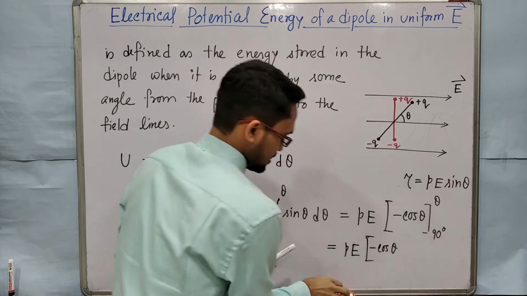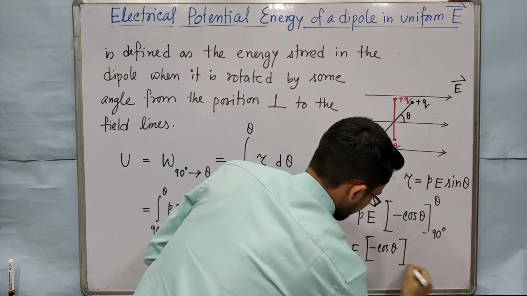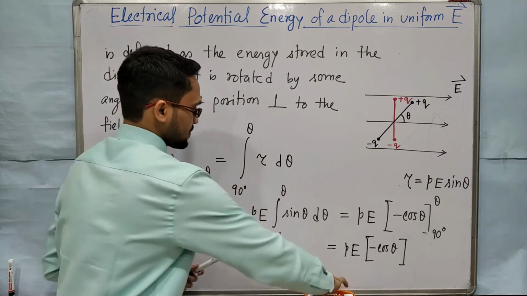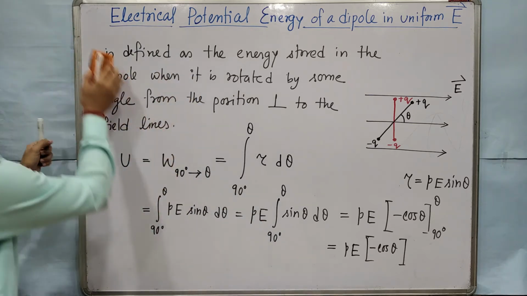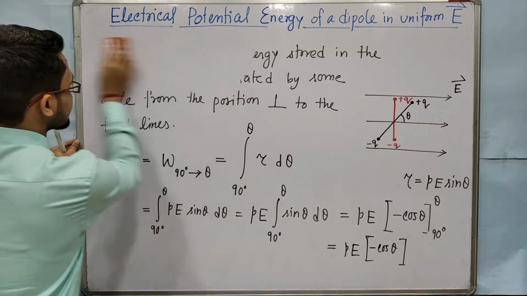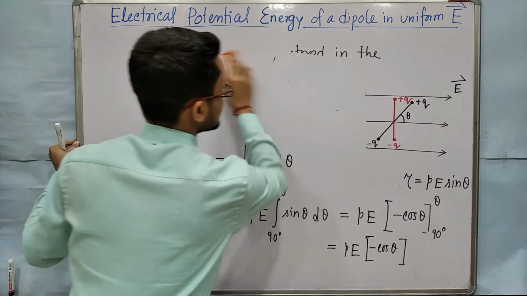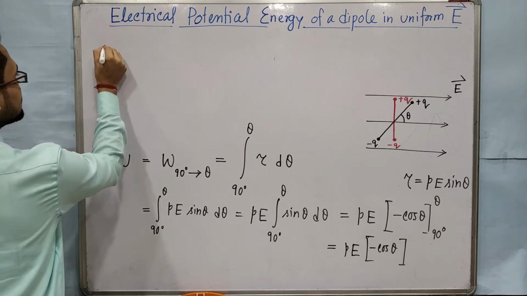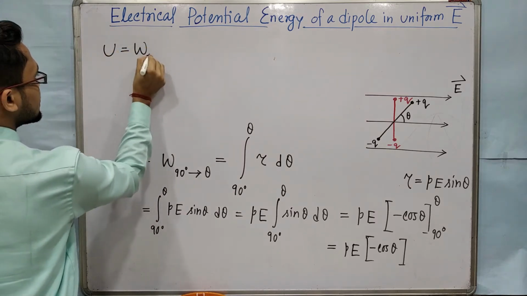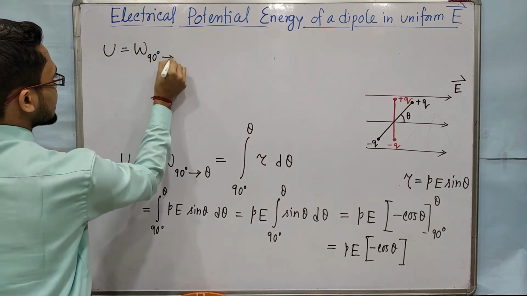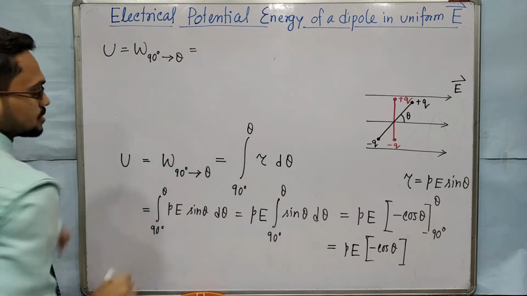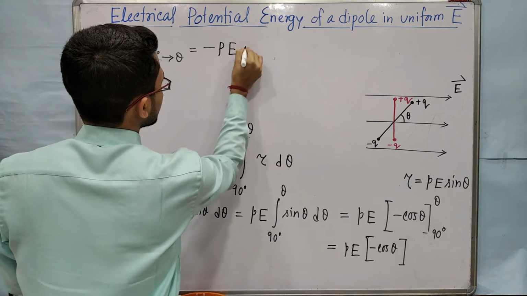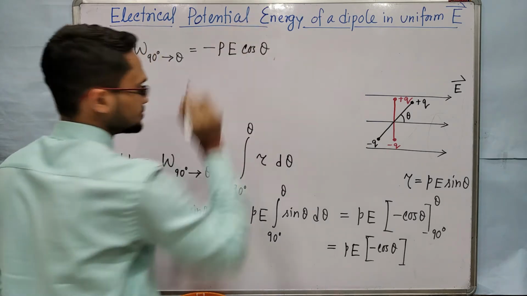Okay, so the only term is this: PE minus cos theta. I am writing it here, erasing this part. So we get potential energy U, which is the work done for this rotation from 90 degrees to theta. It is minus PE cos theta.